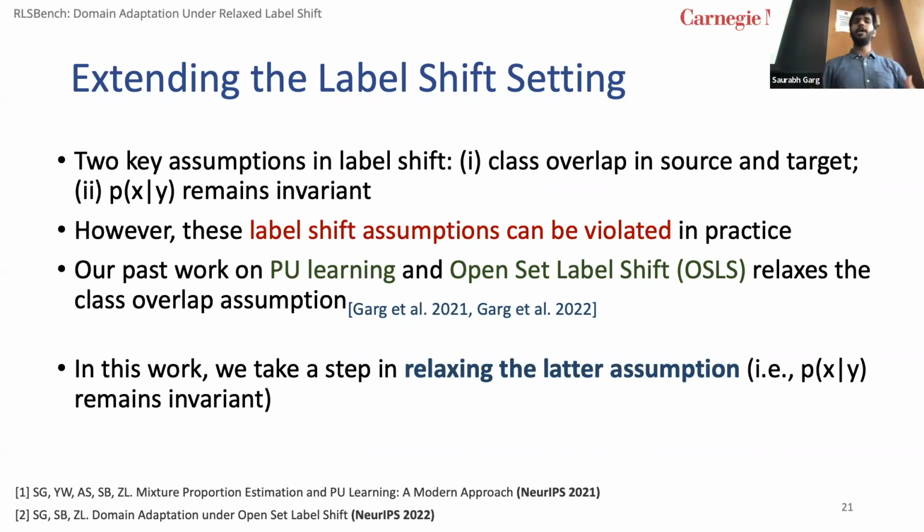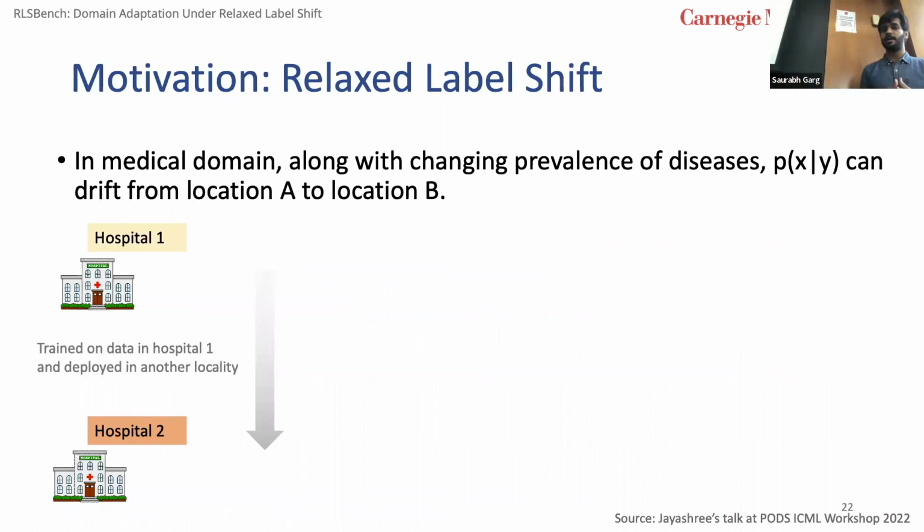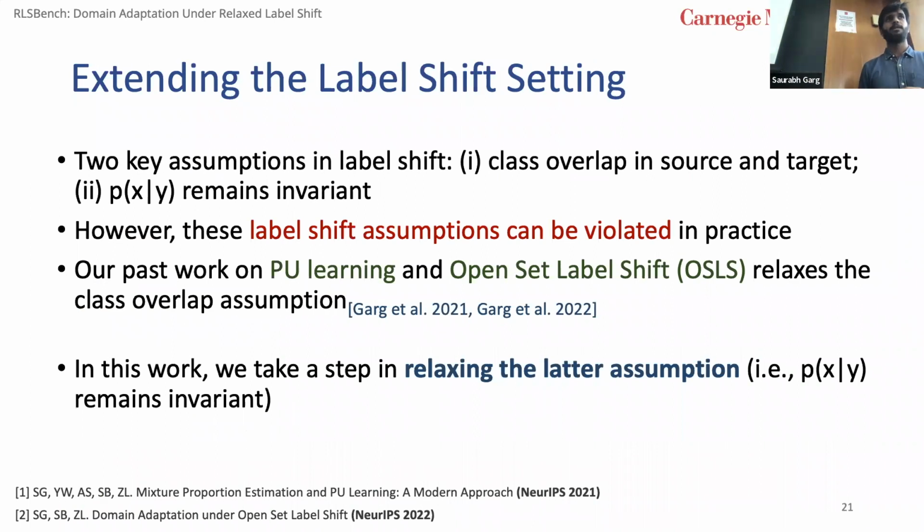In this work, we aim to relax the second assumption, that is, we want to allow changes in p of x given y. This will be the high level setting that we'll be discussing in this talk today. If there is any question at this point, I'll pause for 10 seconds. Otherwise, I'll continue.